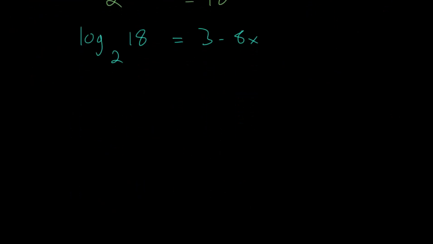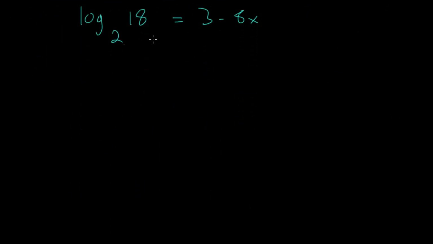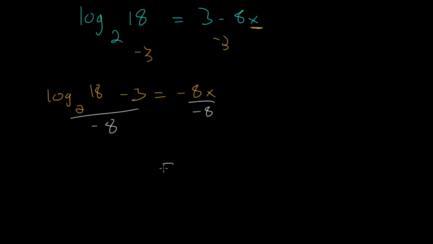Let me just make a little bit of room so we can keep working. To get x by itself, we just need to remember this is a number. We can evaluate that on the calculator. So let's isolate this minus 8x term. We can subtract 3 on each side of the equation so that we get log base 2 of 18 minus 3 is equal to negative 8x. And lastly, we can divide each side of the equation by minus 8 so that we can get x by itself. So we have that x is equal to log base 2 of 18 minus 3, and all of this will be divided by minus 8.